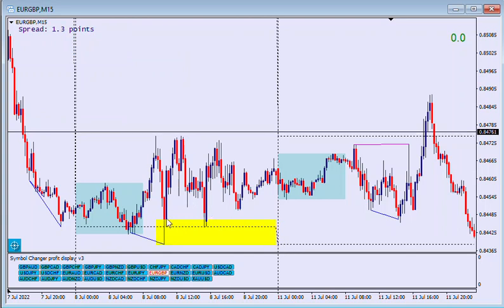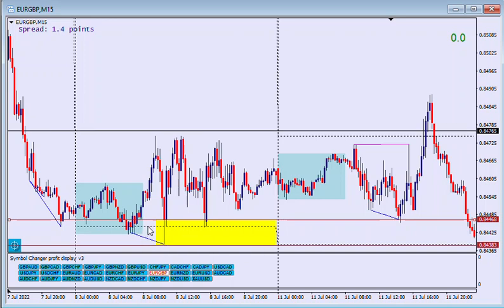So we want to see a bullish candle after the candle with the divergence. We mark the high of that bullish candle. Then we wait for another bullish candle to close above it, which is what happened here. Then our entry is going to be here. Our stop loss is going to be here.